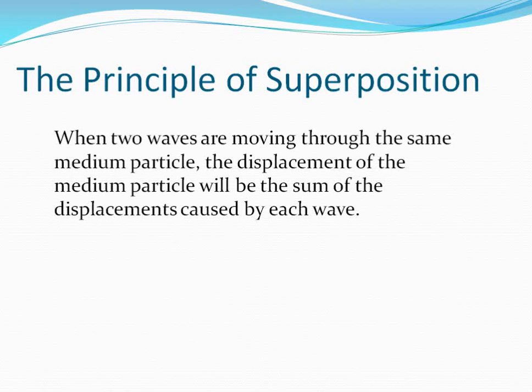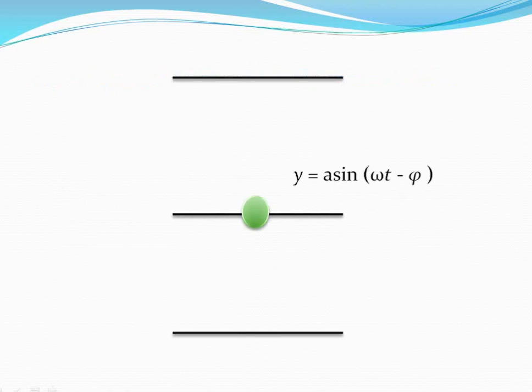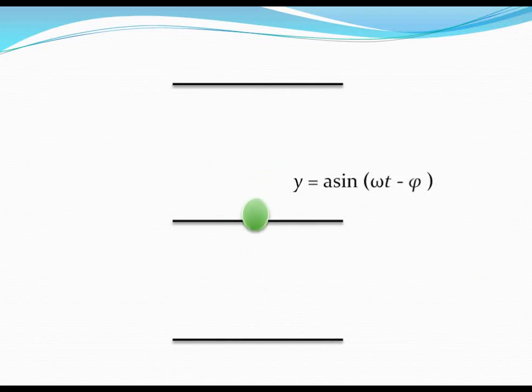What this statement simply means is that the displacement in a medium particle caused by the combination of two waves is simply the sum of the displacement caused by either wave. So have a look here. Let's say there's this wave which is causing a displacement y equal to a sine(omega t minus phi) in a medium particle. Like this. Now what will happen if there's another wave exactly similar to the first wave? Like this. y equal to a sine(omega t minus phi).